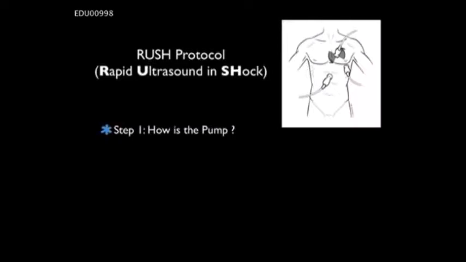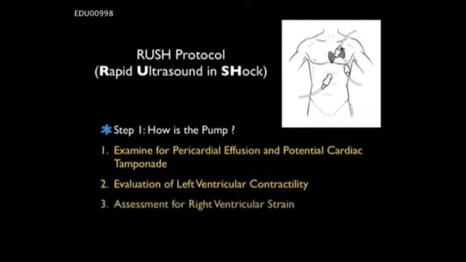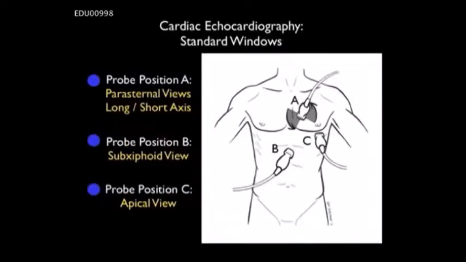Step 1, evaluation of the pump, encompasses 3 main elements. The first of which is to examine the heart for the presence of a pericardial effusion, and if a pericardial effusion is seen, to further evaluate the heart for potential cardiac tamponade requiring a pericardiocentesis. Step number 2 would be to evaluate the left ventricle for contractility as an assessment of how much fluid this heart can handle. Part 3 would be assessment of the heart for right ventricular strain, which in the right clinical context may signify a massive pulmonary embolus as the etiology for hypotension.